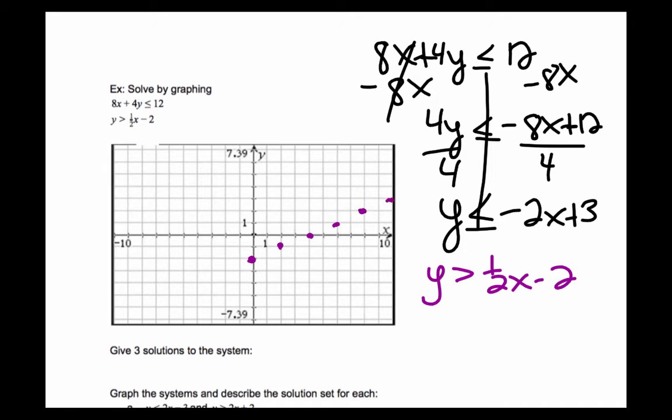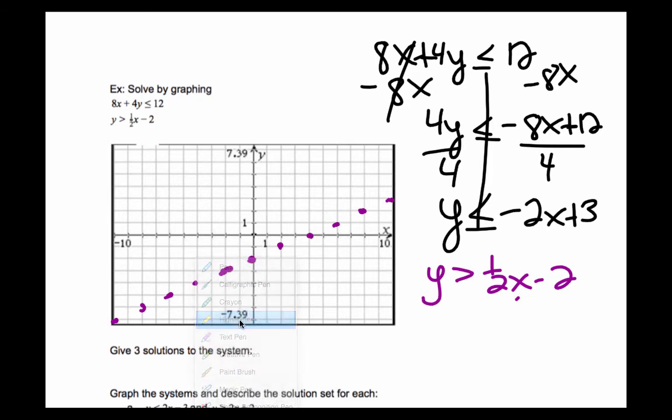All right, notice I'm using the entire graph. The more points I plot, the straighter my line's going to be, the more accurate it's going to be, all the way to the end. Okay, this is going to be a dotted line, so I'm going to leave it just like that. Another reason why it's good to have a lot of points. Dotted line, I'm going to shade above.